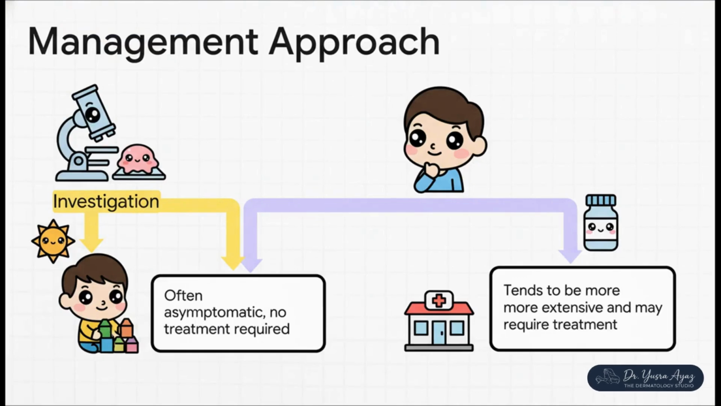So how do you manage it? Well, it really depends on the patient. A skin biopsy is the number one way to get a definite diagnosis. For kids, it's often not even bothersome and it goes away by itself, so a lot of the time, you don't need to do any treatment at all. But in adults, it can be more widespread and symptomatic, so they often do need some kind of intervention.